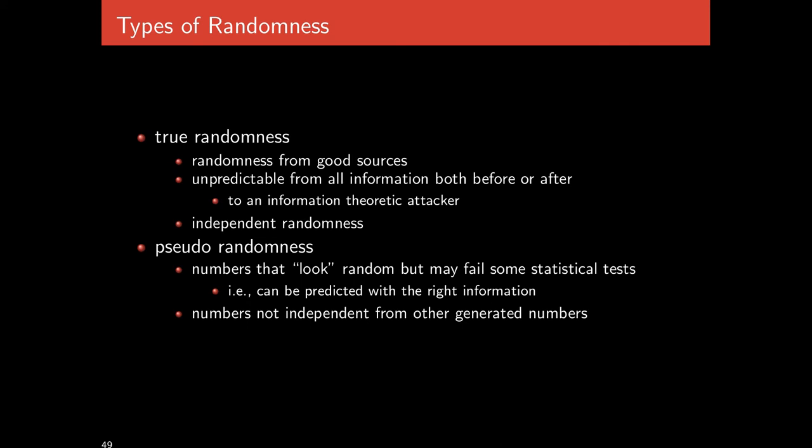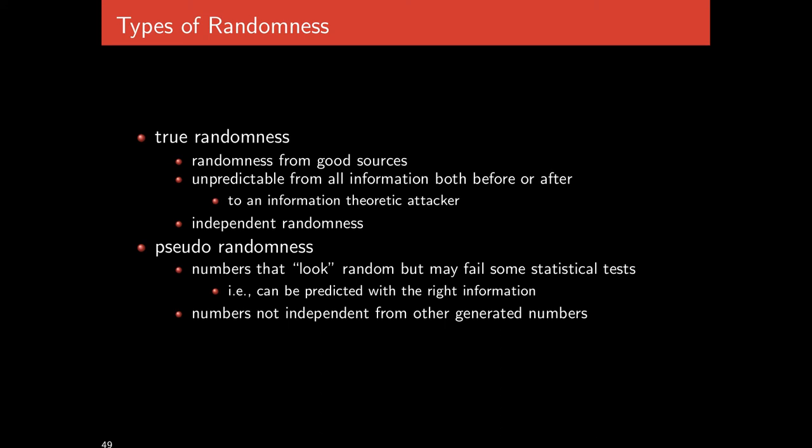First is true randomness, and this includes randomness from all these good sources that we just talked about. The idea here is that it is unpredictable from all information that may come or may be revealed. So this is randomness that's secure against an information theoretic attacker. The idea here is it's independent.